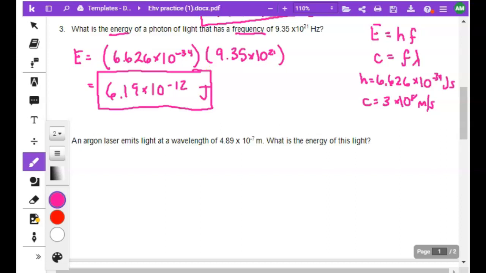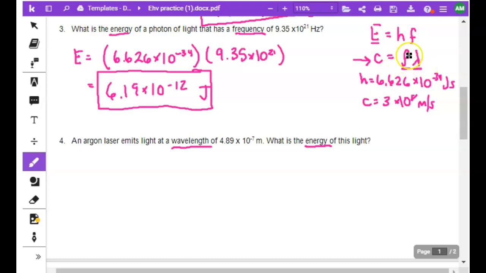So then I do want to look at the second one because it's a little more complicated. Now they're giving me a wavelength and they're asking me to find energy. So what do I do now? There's not one equation that I can use, right? But I can use this equation to convert wavelength to frequency, and then I can put that frequency in for the energy. So we'll do the bottom one first.